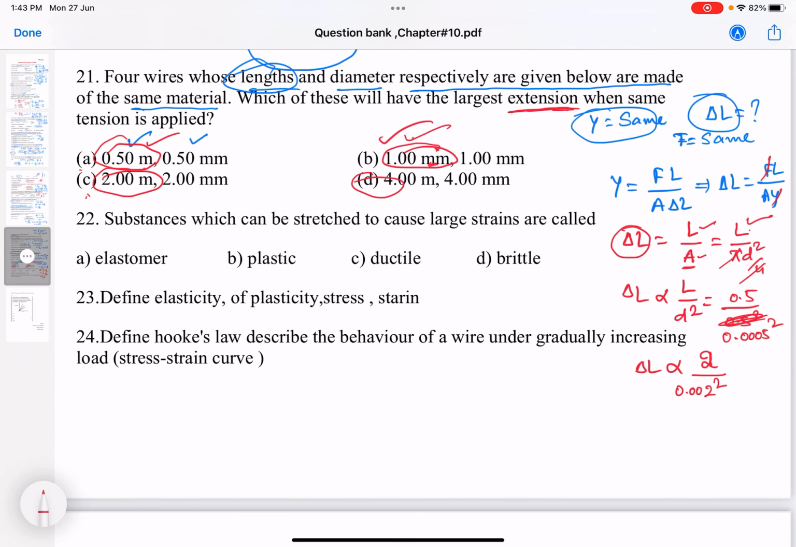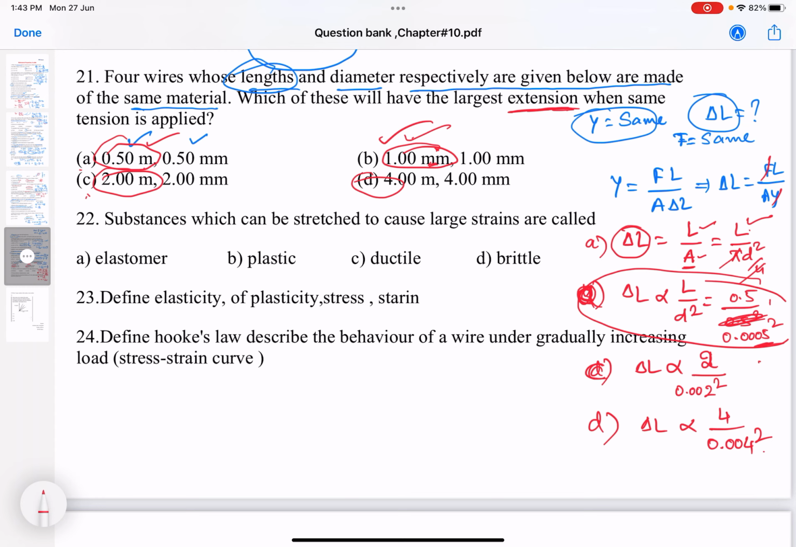This is for C and this is for D. Calculate this value for D also. So you will get the answers and you can compare. Okay, this is for A, this is for C and D. For D, delta L is proportional to 4 meters and inversely proportional to 0.004 whole square. Calculate these values, you will get the answer. The answer is A because its reciprocal value is very less.